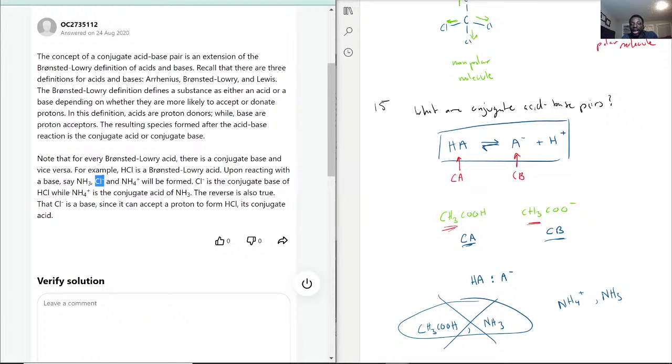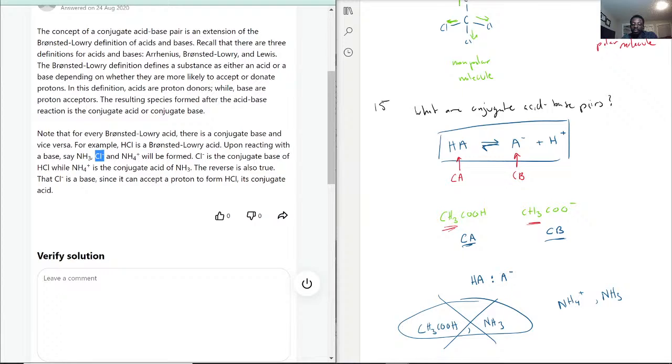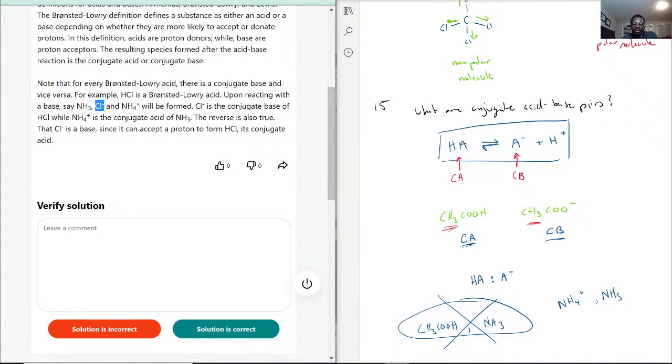You can't really add those two together to form a buffer solution. You need weak acids to be able to form that buffer solution. But that's something we'll discuss later on in more depth and detail. Point being is that for conjugate acid-base pairs, it's the HA, which is the hydrogen plus the ion, and then it goes to form the ion and the hydrogen separately. That is a conjugate acid-base pair.